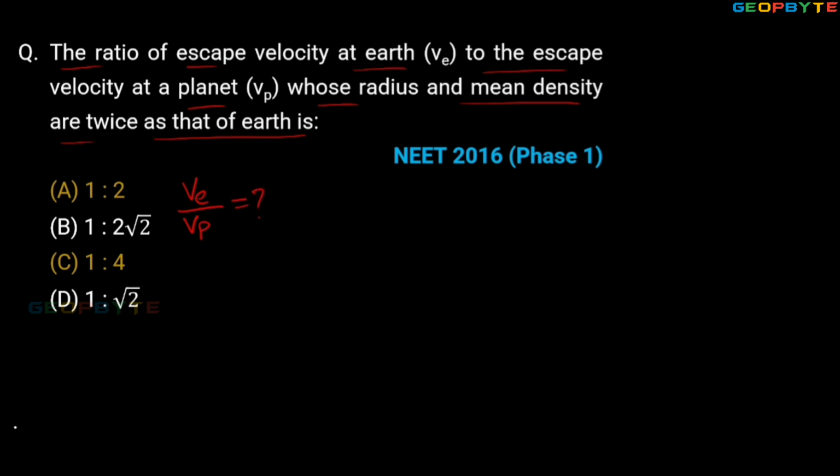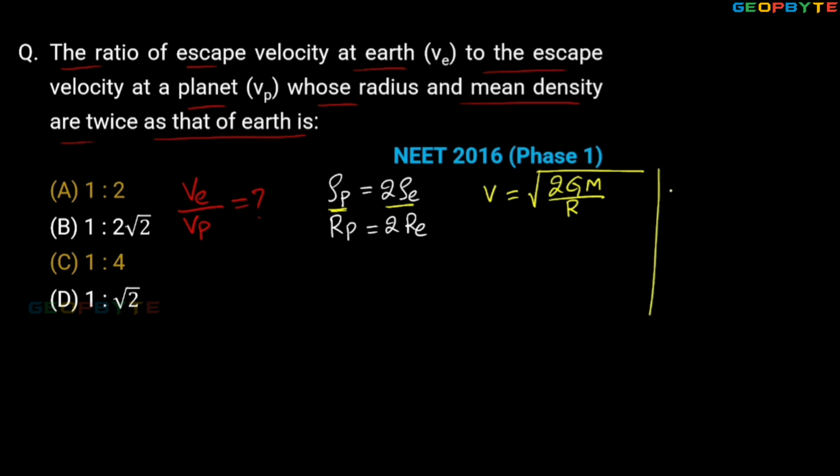For that, the given conditions are the density of the planet equal to 2 times the density of the Earth, and the radius of the planet equal to 2 times the radius of the Earth. For that, we should know the basic formula for deciding the escape velocity. The escape velocity V equal to root over 2GM by R. But density relation given means it is better to write mass in terms of density.